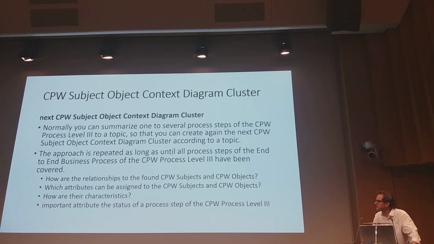And now we have the questions. How are the relationships to the found CPW subject and the CPW objects? Which attributes can be assigned to the CPW subject and the CPW objects? How are their characteristics? An important attribute is the status of a process step of the CPW process level 3.